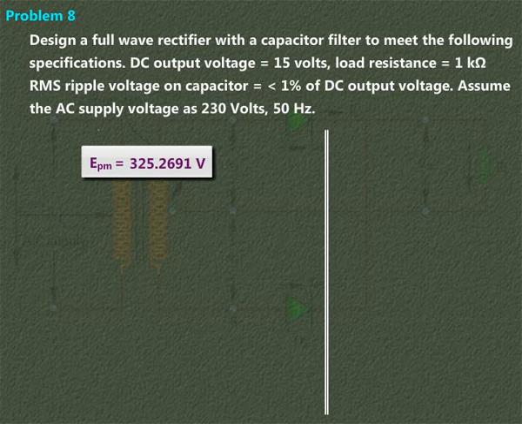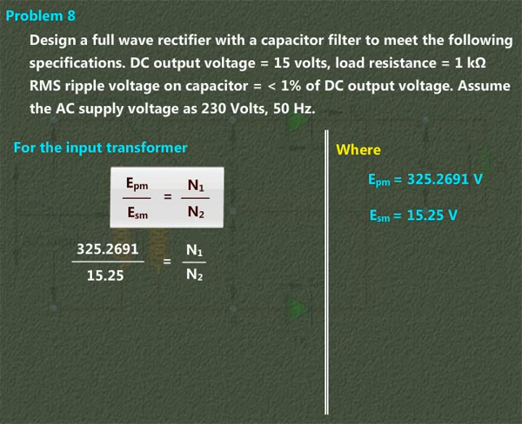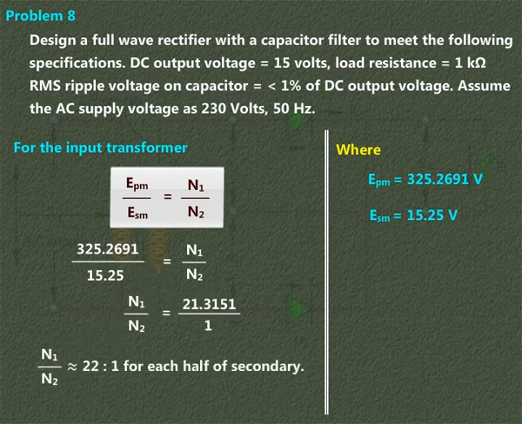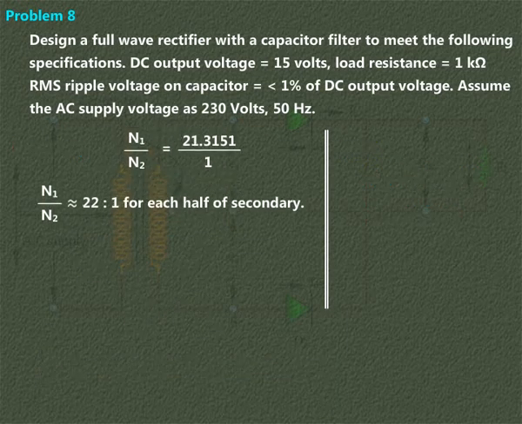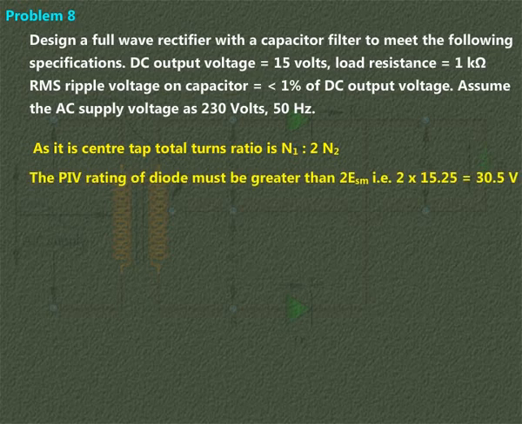EPM is equal to 325.2691 volts. For the input transformer, EPM by ESM is equal to N1 by N2, where EPM is equal to 325.2691 volts. ESM is equal to 15.25 volts. Therefore, N1 by N2 is approximately equal to 22:1 for each half of secondary. As it is center tap, total turns ratio is N1:2 N2. The PIV rating of diode must be greater than 2 ESM, that is 2 into 15.25, which is equal to 30.5 volts.